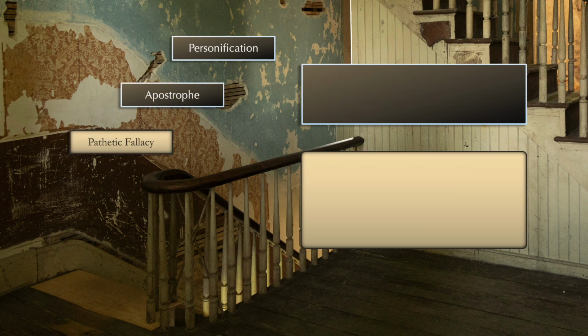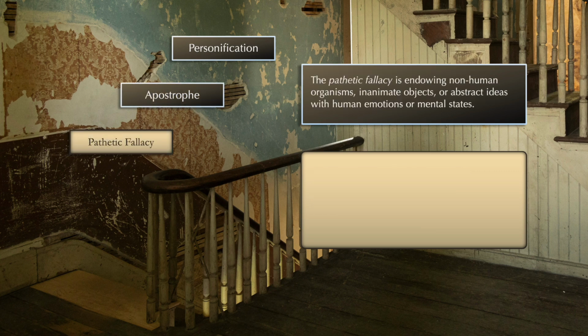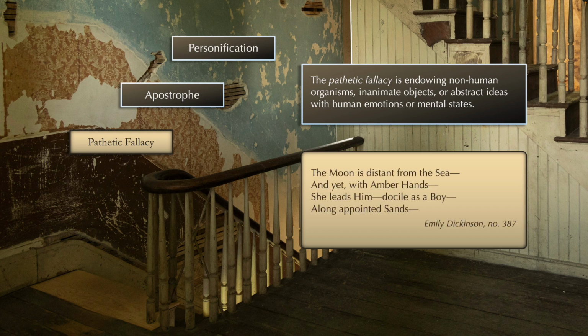And finally, we can talk about pathetic fallacy. The pathetic fallacy is endowing non-human organisms, inanimate objects, or abstract ideas with distinctly human emotions or mental states. And so for this, I stick with number 387. Take a look at this and see if you can identify any pathetic fallacy in there.